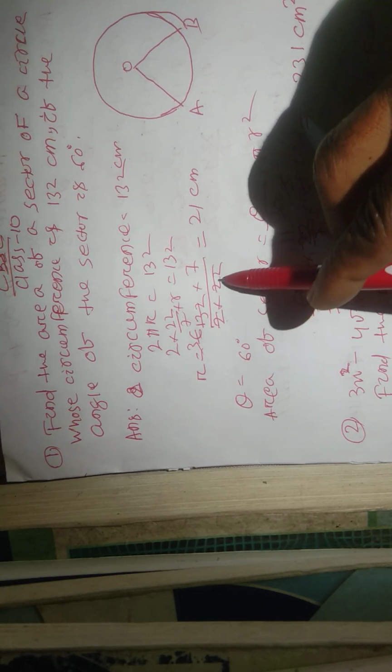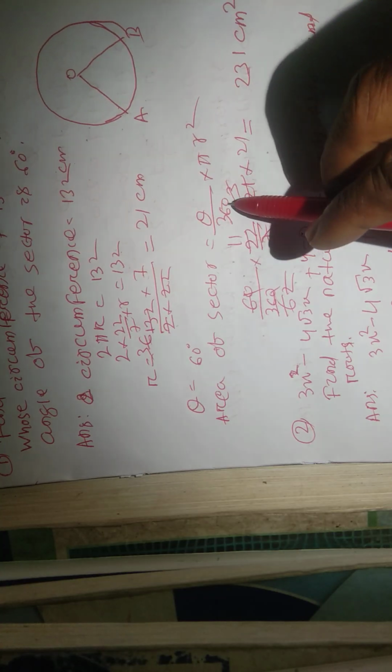then r is equal to 132 into 7 divided by 2 into 22, cancel it, 21 centimeter. We got r is 21 centimeter. Then theta is equal to 60 degree given, so area of sector is equal to theta by 360 into pi r square, 60 by 360 into 22 by 7 into 21 into 21, cancel it, 231 centimeter square.